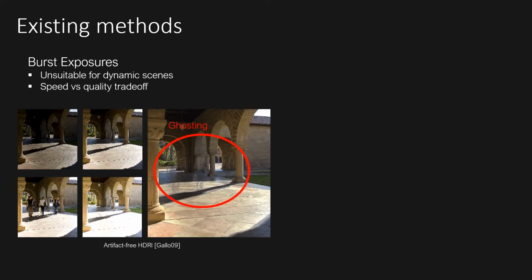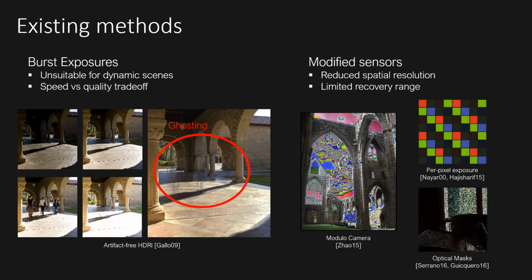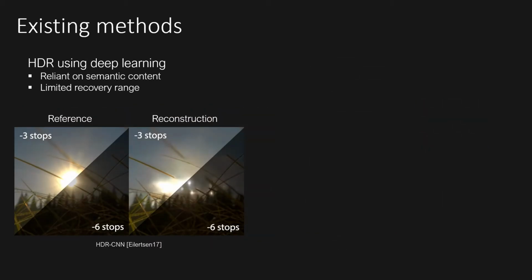These artifacts can be removed in post, but the capturing and post-processing time is prohibitive for real-time applications. Alternative sensor designs that spatially multiplex multi-exposure captures suffer from reduced spatial resolution, and gradient cameras impose challenging reconstruction problems. Recently, deep learning has been used for HDR prediction from a single shot. However, these methods also fail to recover large dynamic ranges.